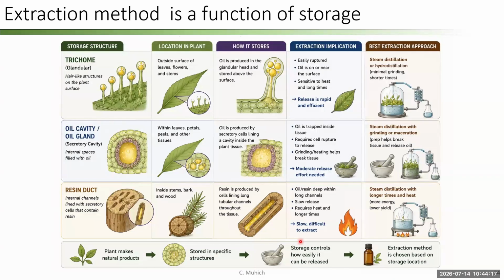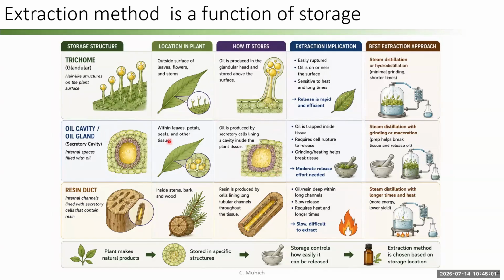Okay, now that we've talked about some of these engineering problems, let's go back to this graph. We have our three major storage structures: trichomes, oil cavities, and resin ducts. And now, instead of just saying that trichomes simplify extraction, we can start seeing why, right? Because they're sitting on the surface. The diffusion lengths over which they must move are significantly smaller than the oil cavities and the resin ducts.